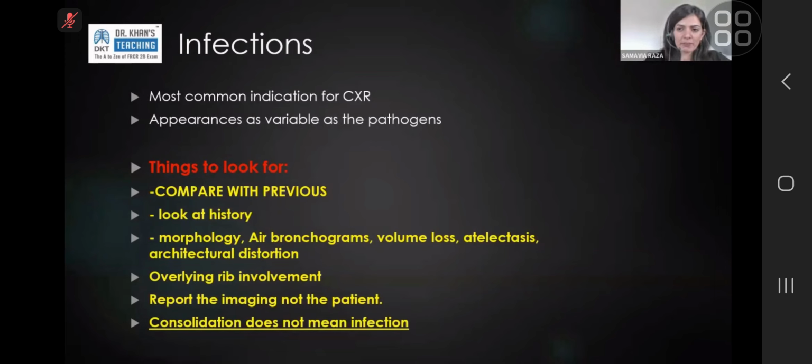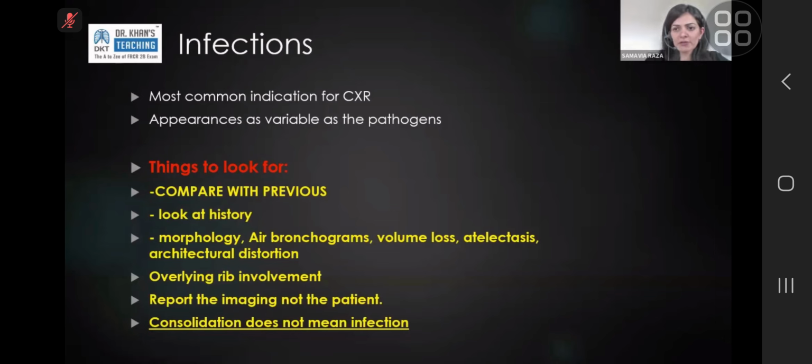Once you've described the opacity that you see, the other thing you always need to look at before you write off the appearance as infection is overlying rib involvement. This is extremely important in exams, because that's a very typical film that examiners show candidates: you have consolidation and you forget to assess the rib in front or the rib behind. If you were to do so, you would see the subtle rib invasion, and that tells you that this was actually cancer.